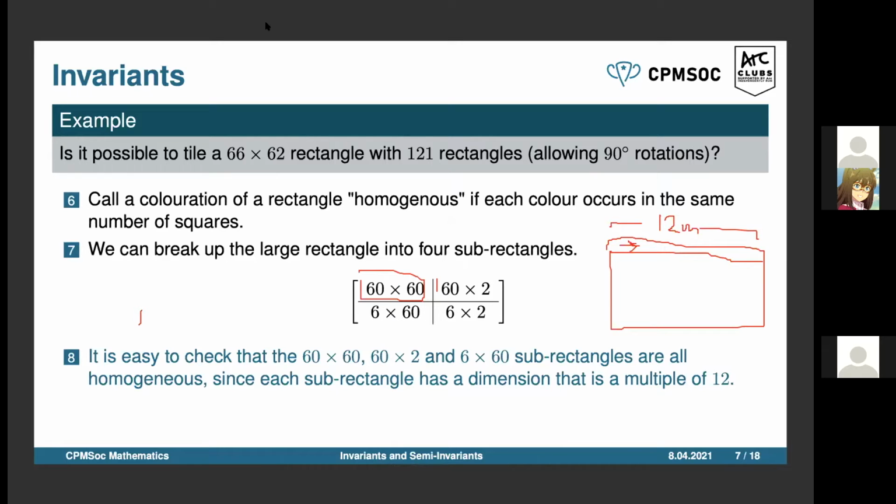And similarly, the same thing will happen in all the other rows. So what it means is, if you have one side of a rectangle divisible by 12, every number will appear the same number of times. So any rectangle of this form will be a homogeneous rectangle.